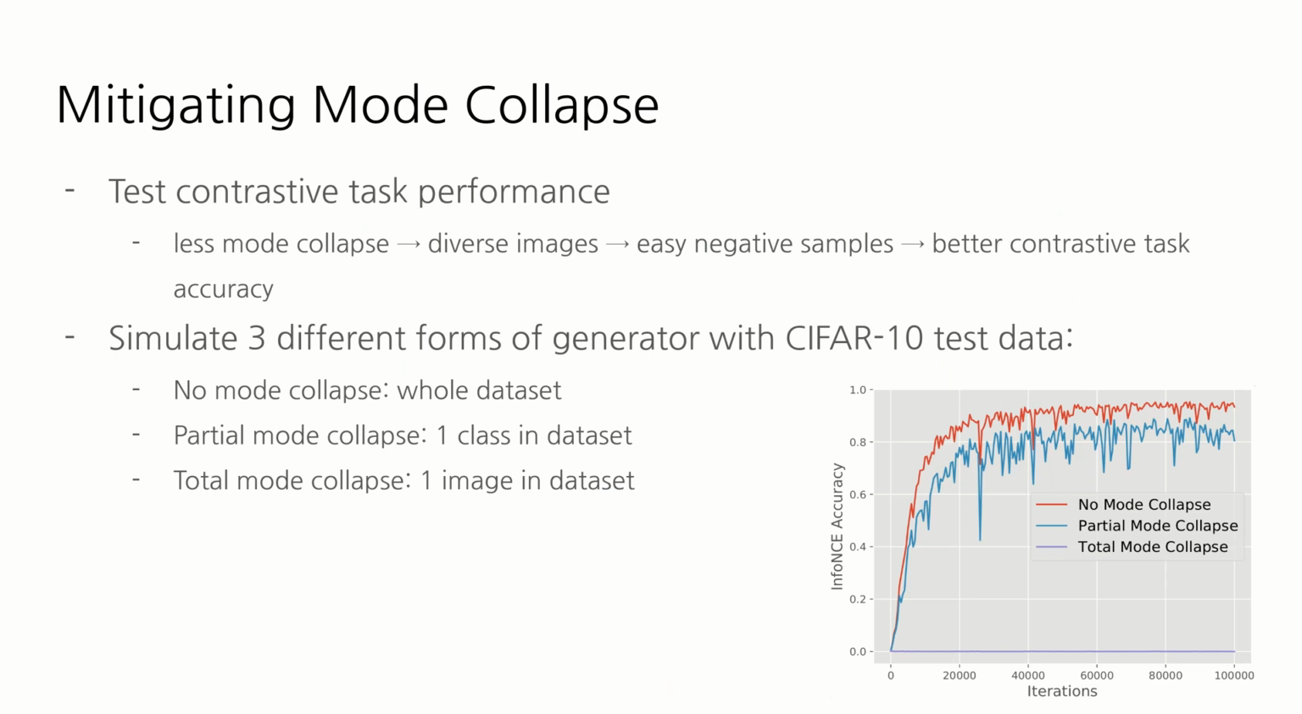To show that we mitigate mode collapse, we demonstrate that when a generator has less mode collapse, the generated images are more diverse, which leads to easier negative samples in the contrastive task, and thereby a higher accuracy. To do so, we simulated generators with varying degrees of mode collapse by restricting the diversity of images with CIFAR-10 test data. Our experiment shows that, as expected, the more mode collapse the generator has, the worse the contrastive task accuracy, reaching almost zero in the case of total mode collapse.